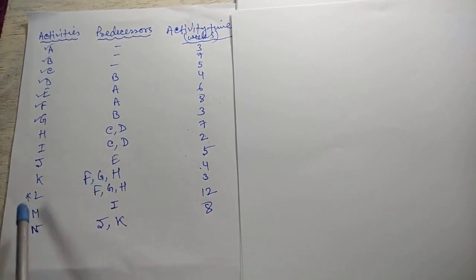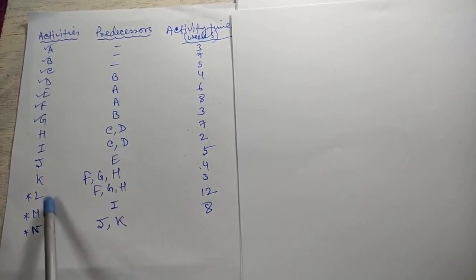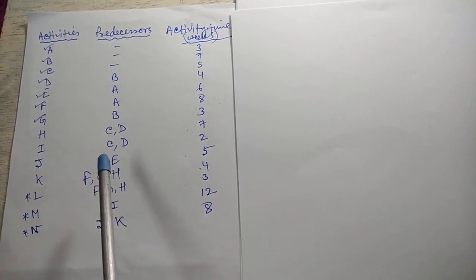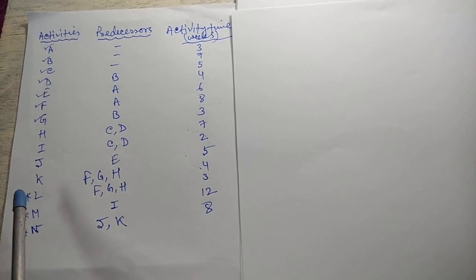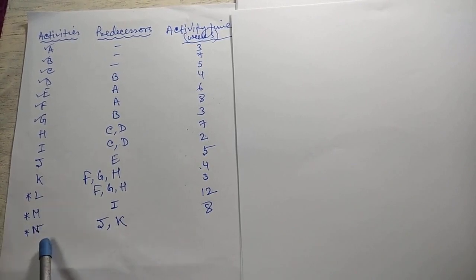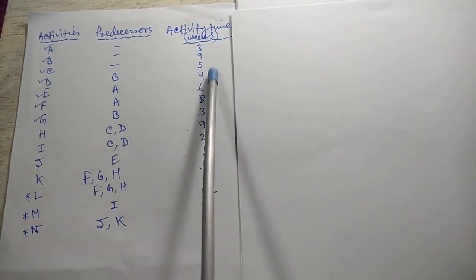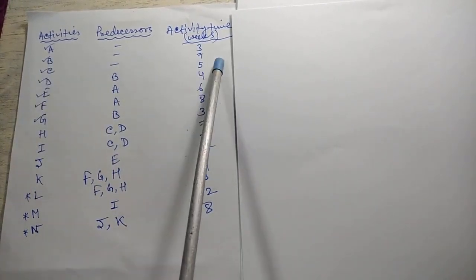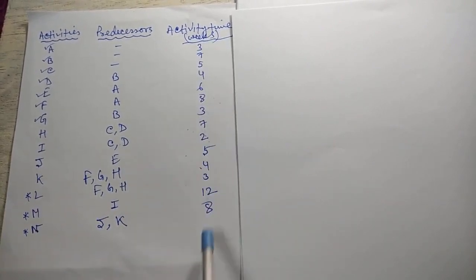Now see, L, M and N are not mentioned here. These activities are the ending activity because these are not mentioned in the predecessor list. So L, M, N are the ending activities and A, B, C are the starting activities. Activity times are given. For activity A, 3 weeks. For B, 7 weeks. In this way, for each activity, time in weeks is given.